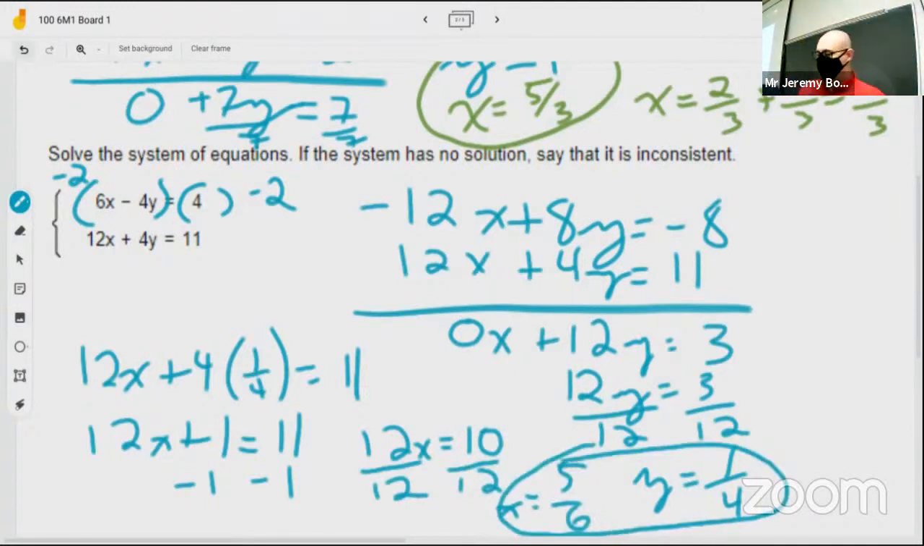Yeah, if you see one already set up to cancel, to eliminate, you could just add them up right there. So you'd have 18x is equal to 15, and then work from there. That would have been probably the quicker one. Any questions on the second one?